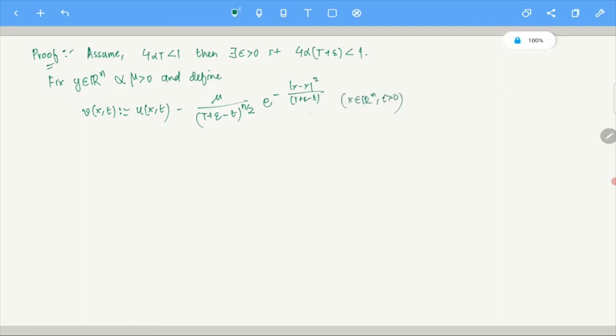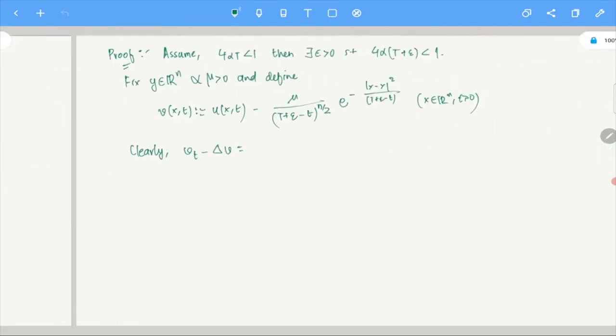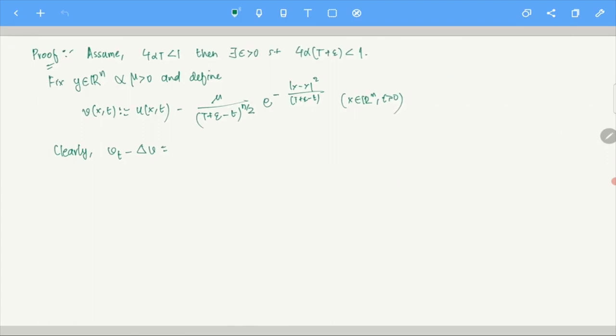This is the fundamental solution, right? At x minus y, t plus epsilon minus t. I'm just taking u and subtracting mu times the fundamental solution, and I'm defining v to be like that. Now clearly we can say that v_t minus Laplacian of v equals 0, since u satisfies u_t minus Laplacian u equals 0, and the fundamental solution also satisfies the heat equation. So v_t minus Laplacian v equals 0.